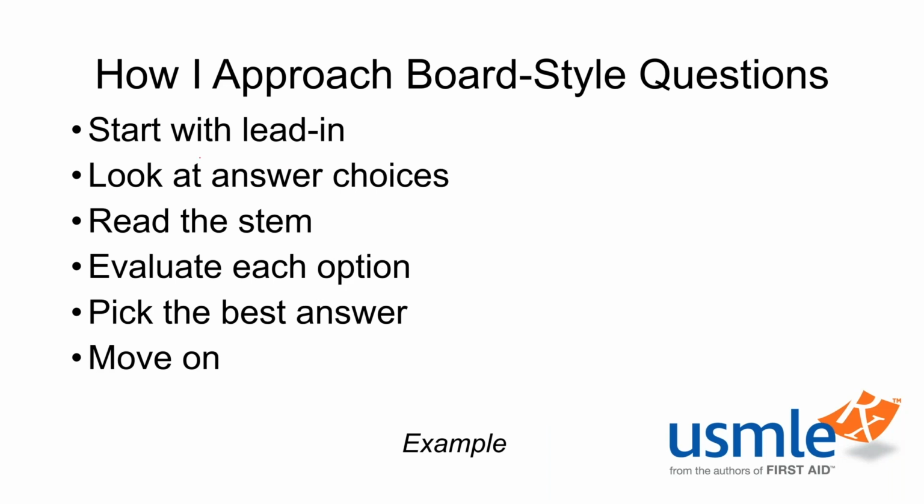After that, I look at the answers. I look through each answer and see what they're talking about and where I need to focus when I actually read the stem. Then I read the stem, the body of the question itself. After that, I evaluate each answer and give my reasoning as to why answer A is correct or incorrect, answer B is correct or incorrect, and I do this for each answer. It's very brief. Describing the process makes it sound long and drawn out, but it's a very quick move. Then I pick the best answer based on the information I have.